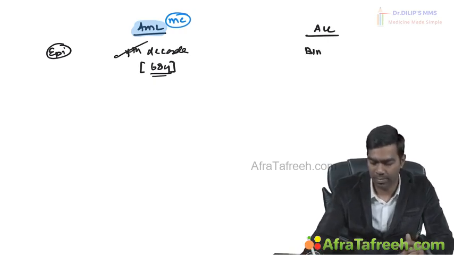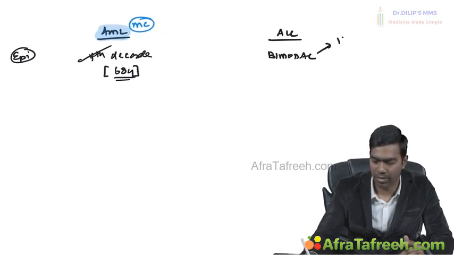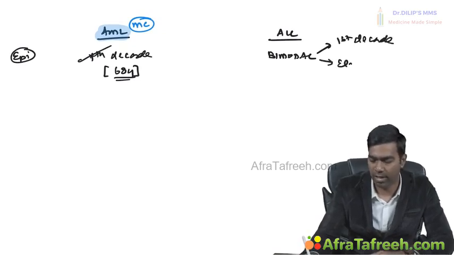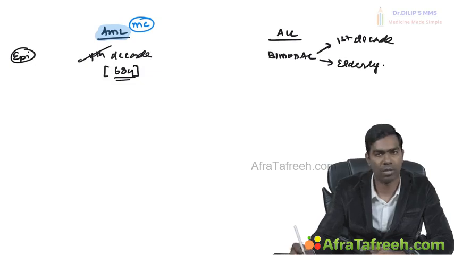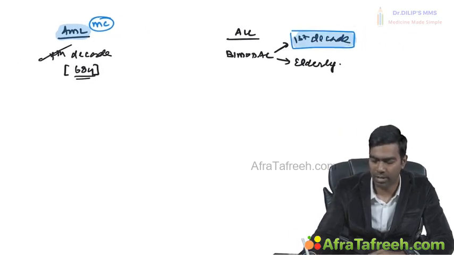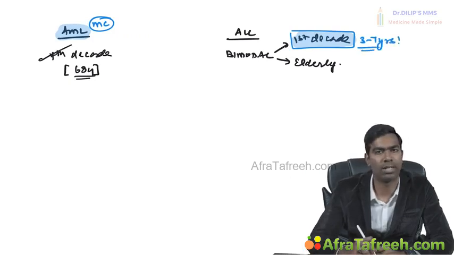ALL is typically bimodal in distribution, which means it can be seen in the first decade very commonly, that is one peak, and very elderly patients are also affected. Extremes of age, you can remember. But obviously the classic hallmark of ALL is happening in the first decade. And typically, the most common age group, if somebody asks you, I'm going to tell you it's 3 to 7 years of age.